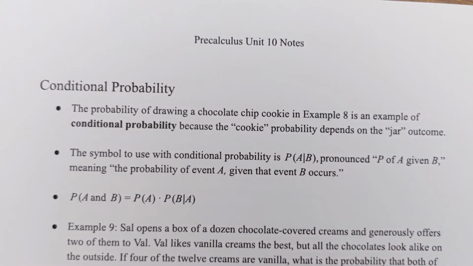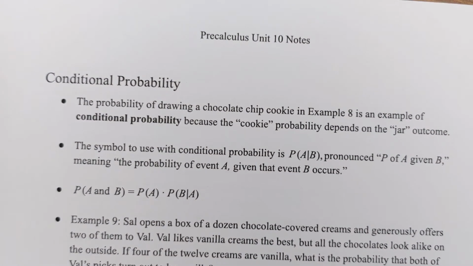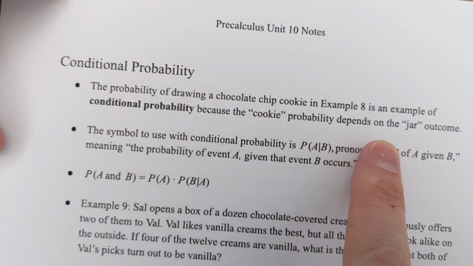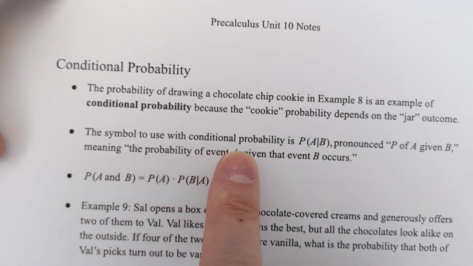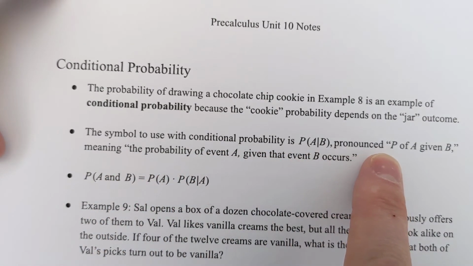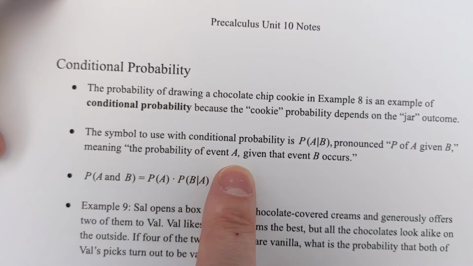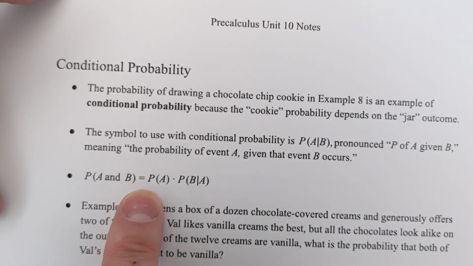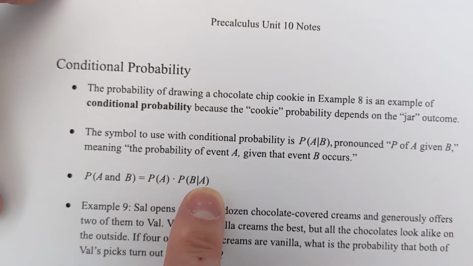Okay, conditional probability. The probability of drawing a chocolate chip cookie in example A is an example of a conditional probability because the cookie probability depends on the jar outcome. The symbol uses the bar here, P of A given B, meaning the probability of an A given a B occurs. So the probability of A and B is equal to the probability of A times the probability of B given A.